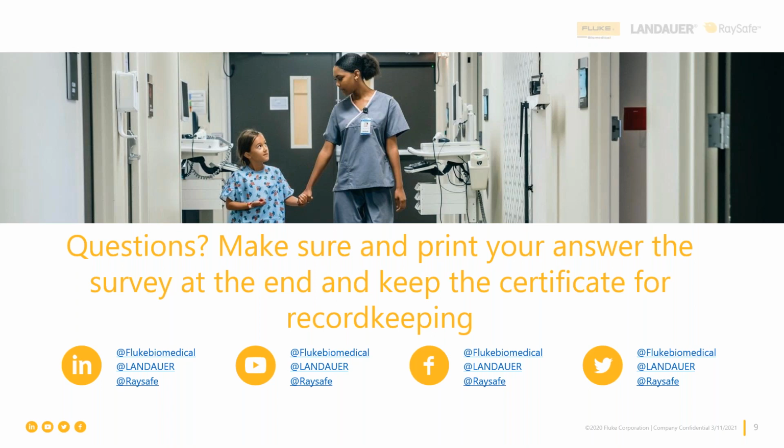Really good practical information, Shawn. Along those lines, too, there's a question about fetal badges and any concerns that the RSOs especially have around that.